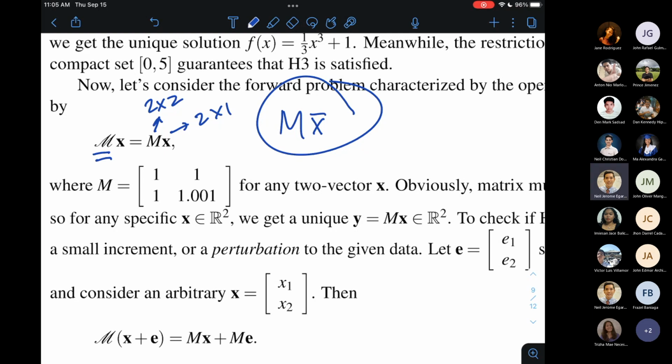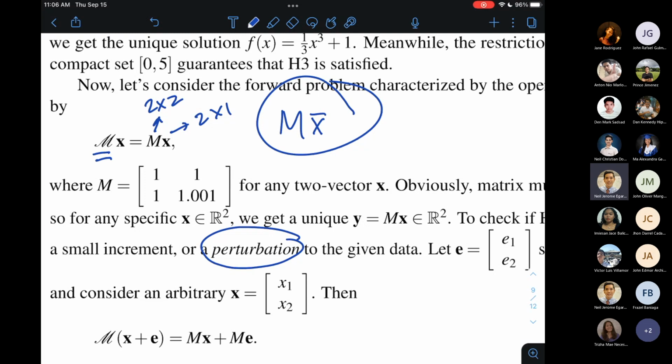Now, to check H3, kailangan tingnan natin ano yung nagiging epekto ng maliit na pagbabago dun sa input, dun sa forward problem, dun sa solution. And when we say a small change, we usually refer to them as perturbation. Maliliit na change sa data, tinatawag nating perturbation. So in this particular problem, we will perturb or we will change the input a little bit or the data a little bit. Forward problem ito.